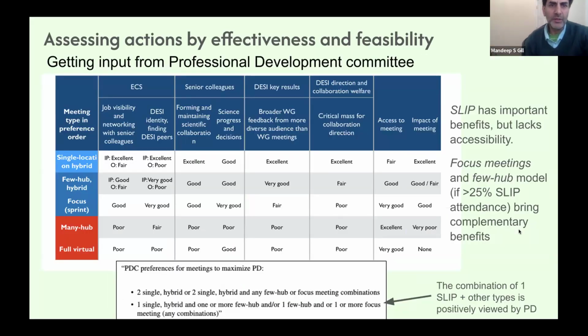Sorry, did you mention the upper left where it says IP versus O? Can you say what that is? Did you already say that? Oh, I don't know if I remember what that was for. Like I thought one might be people ECA. Oh, in person versus online. So I think they assessed whether you had the full meeting fully online versus our regular hybrid in person. Okay. Yeah. Got it. Thanks. Same for the hubs.